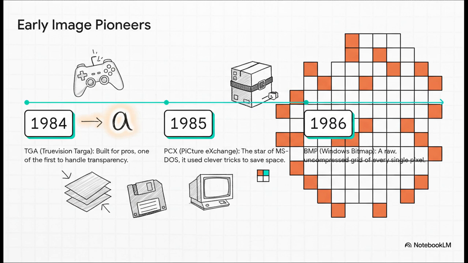First, you had TGA, which was built for the creative pros. It gave us the alpha channel, a clean way to handle transparency that's still a standard in things like video games today. Then there was PCX, the star of the early PC world, with a really smart new trick to shrink files. And finally, Microsoft's BMP, the simplest of them all. It was just a raw, uncompressed map of every single pixel. No tricks, which meant the files were absolutely enormous.